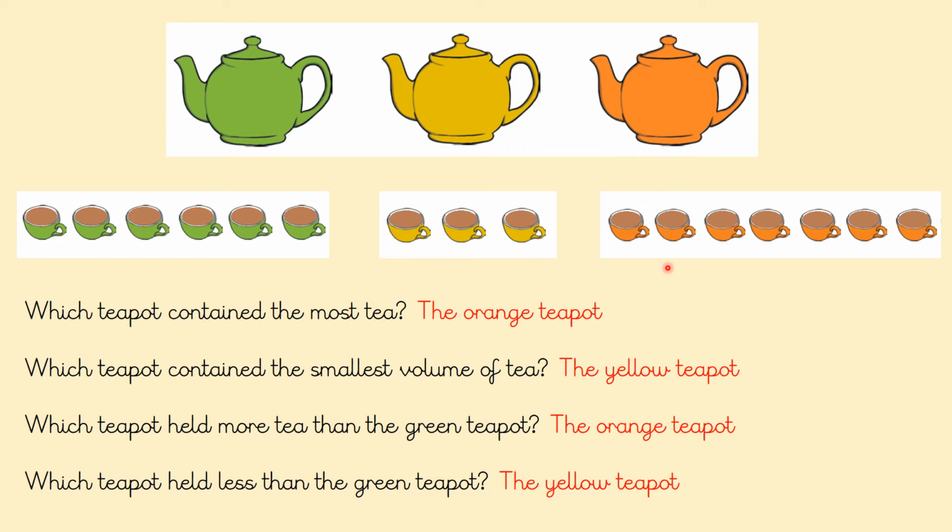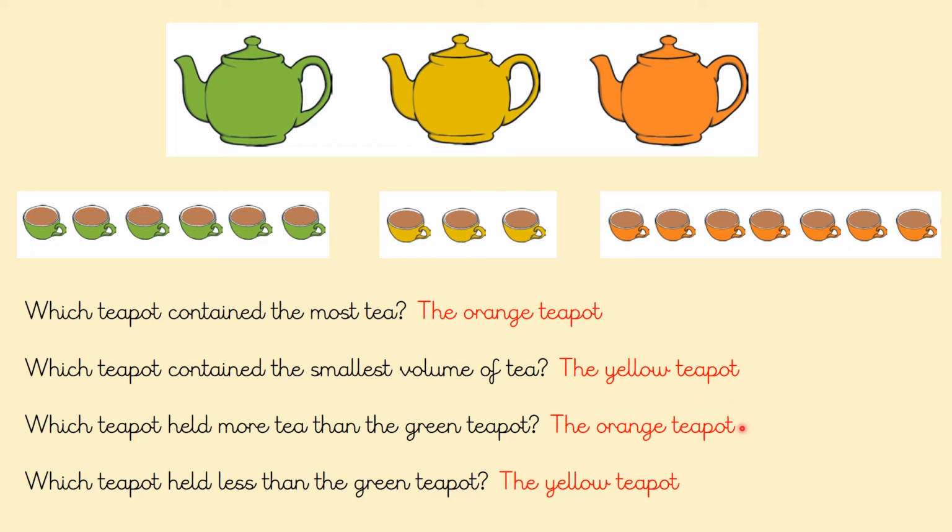Which teapot contained the smallest volume of tea? The answer is the yellow teapot. That's because it only gave 3 cups of tea. The green teapot gave 6. 3 is less than 6. The orange teapot gave 7. 3 is also less than 7.